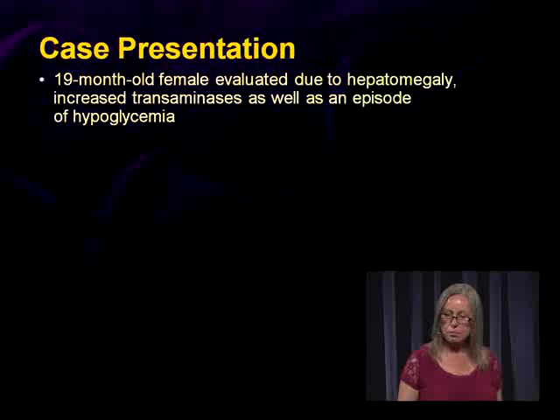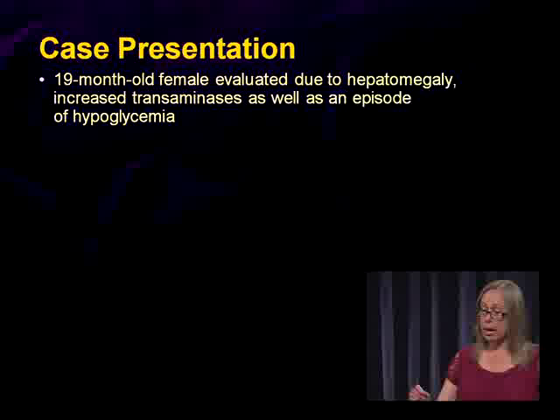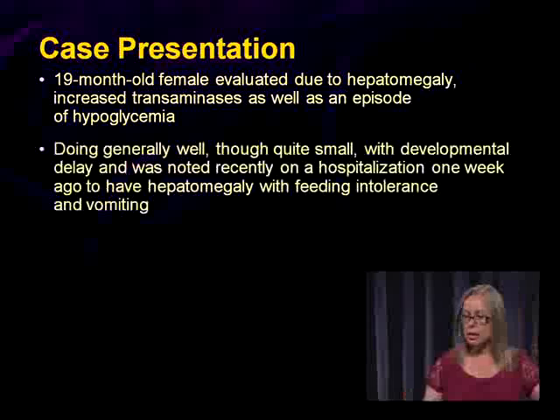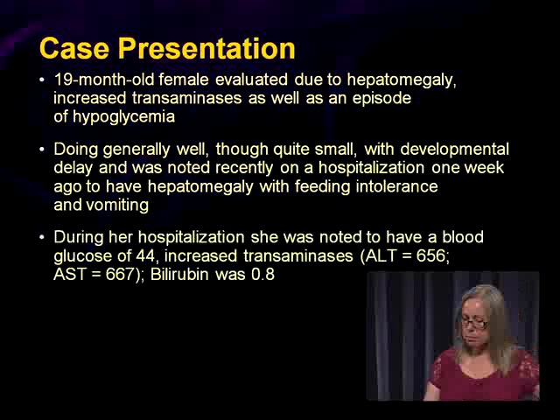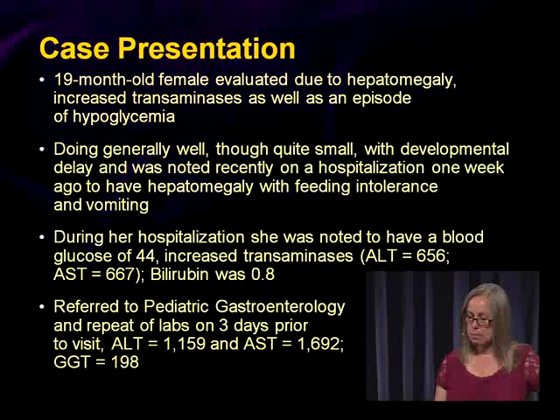So you see a 19-month-old female that has hepatomegaly, increased transaminases, as well as an episode of hypoglycemia. Although she's doing generally well, she's small. She had some developmental delay and was noted recently on a hospitalization to have hepatomegaly with feeding intolerance and vomiting. During her hospitalization, she had a blood glucose of 44, increased transaminases, and a bilirubin of 0.8. She was referred to pediatric GI.